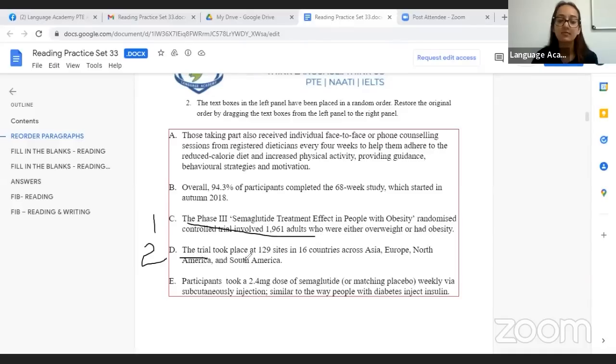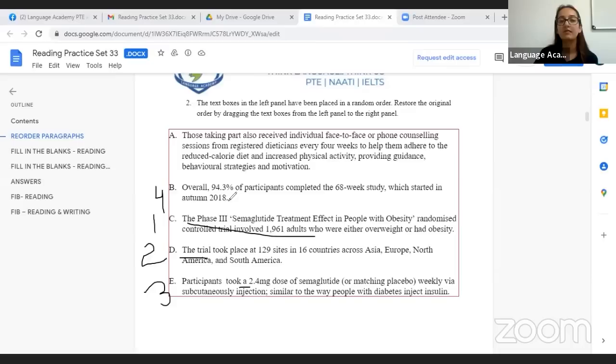So we'll say the trial took place at 129 sites in 16 countries across Asia, Europe, North America, and South America. And then what happened in the trial started with E. Participants took a 2.4 mg dose of semaglutide weekly via subcutaneous injection, similar to the way people with diabetes inject insulin. So this is going in order. This is the topic. It happened in these many places, and then what happened was participants were told to do this. And then we have one more sentence which is still talking about the study. So we'll complete the study first.